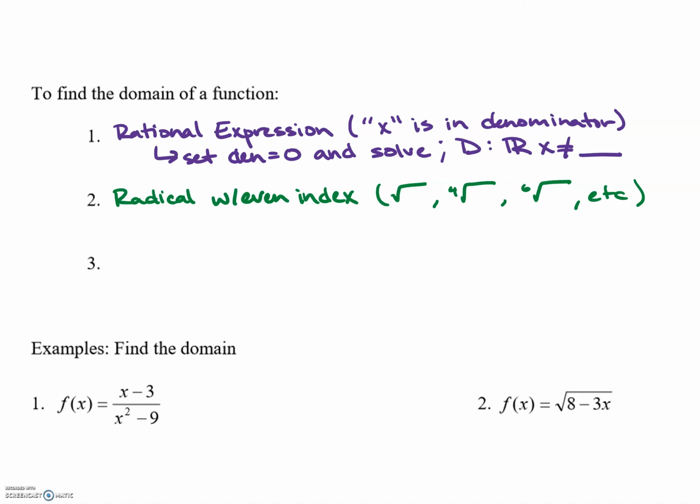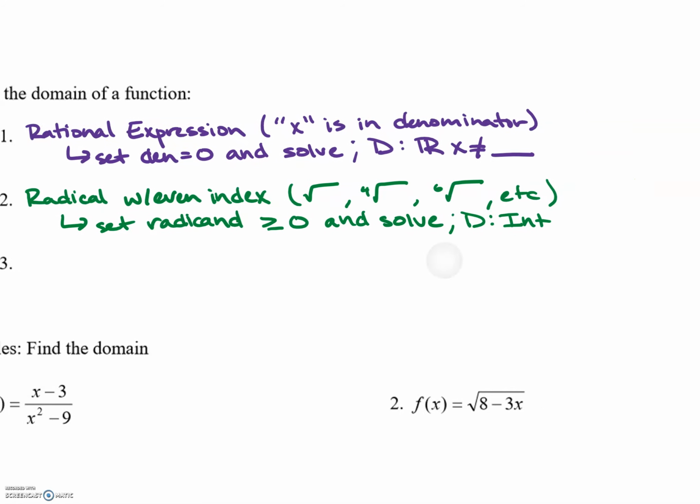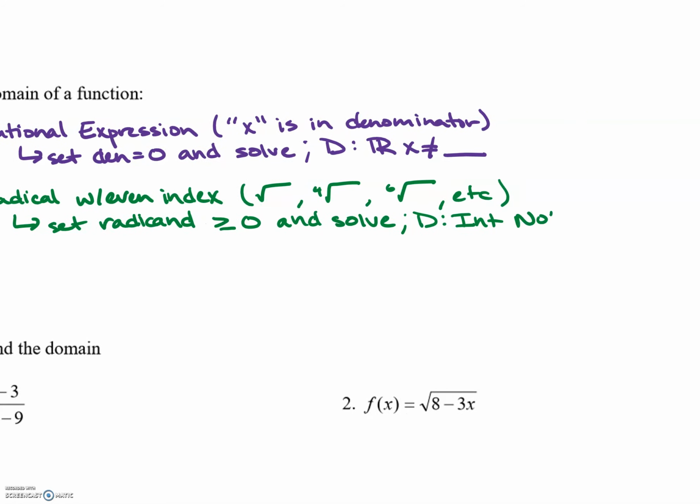What are we not allowed to have under a radical with an even index? We can't have a negative number under a radical with an even index. So we're going to set the radicand, which is simply what's underneath the radical, greater than or equal to 0, and solve it. When we solve it, your domain will simply be written in interval notation.